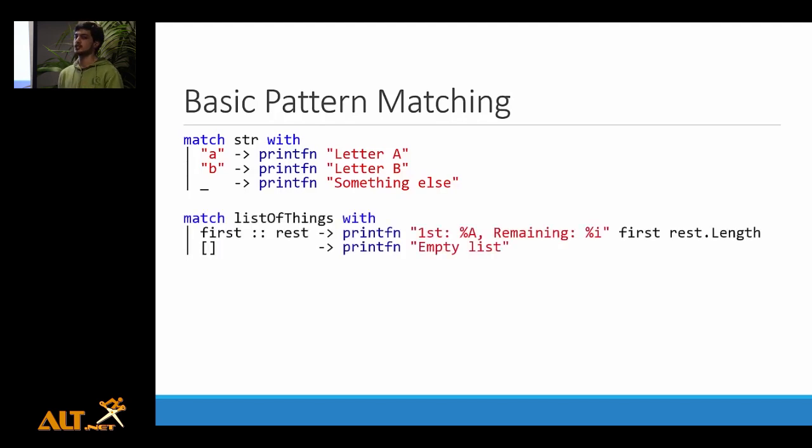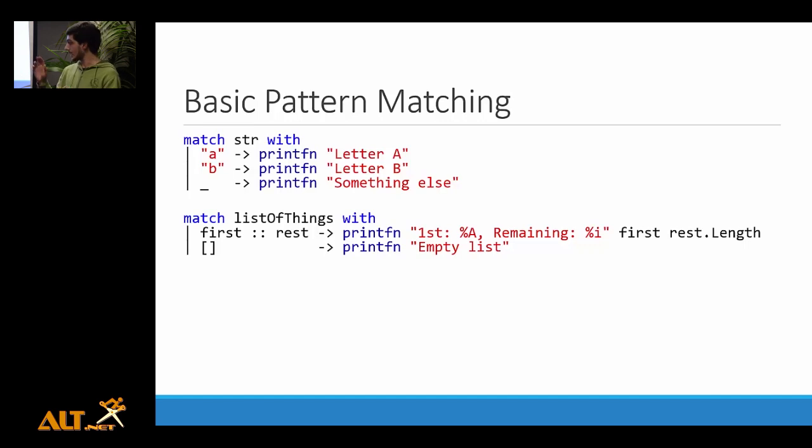We can use pattern matching to decompose F# lists. And this is quite cool. So in this example, we're matching against some list of things, and in that first match case, we're going to bind the first element in the list to the name first, and then whatever's left in the list gets bound to the name rest.